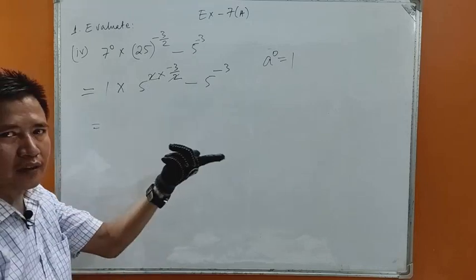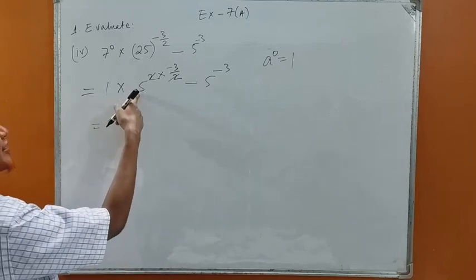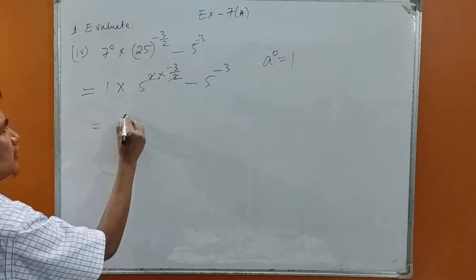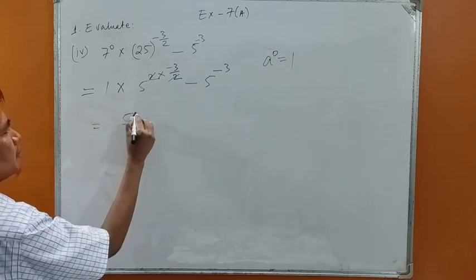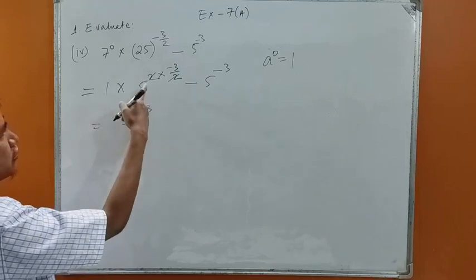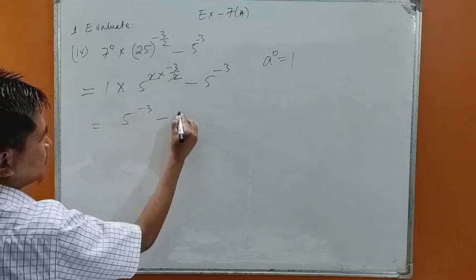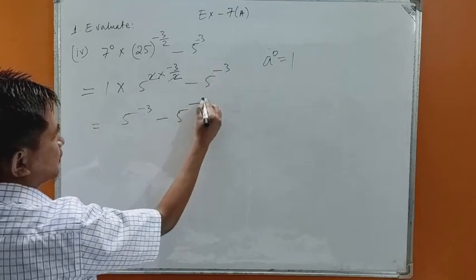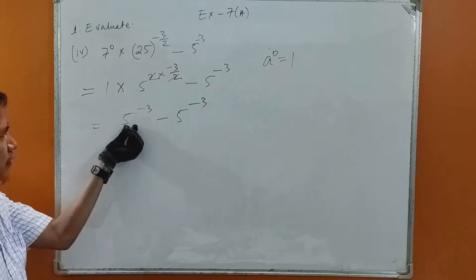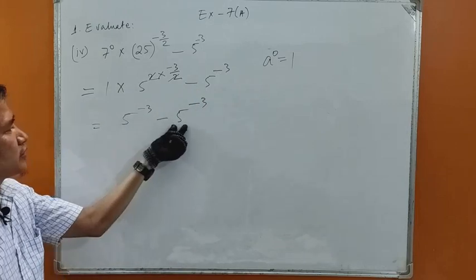1 into anything is that thing. 1 into u is u itself, isn't it? So 1 into this is this. So 5 to the power minus 3. Here we have 5, 2 is cancelled, 5 to the power minus 3. Minus 5 to the power minus 3, isn't it? So this is 5 to the power minus 3 and this is 5 to the power minus 3. This is positive and this is negative.